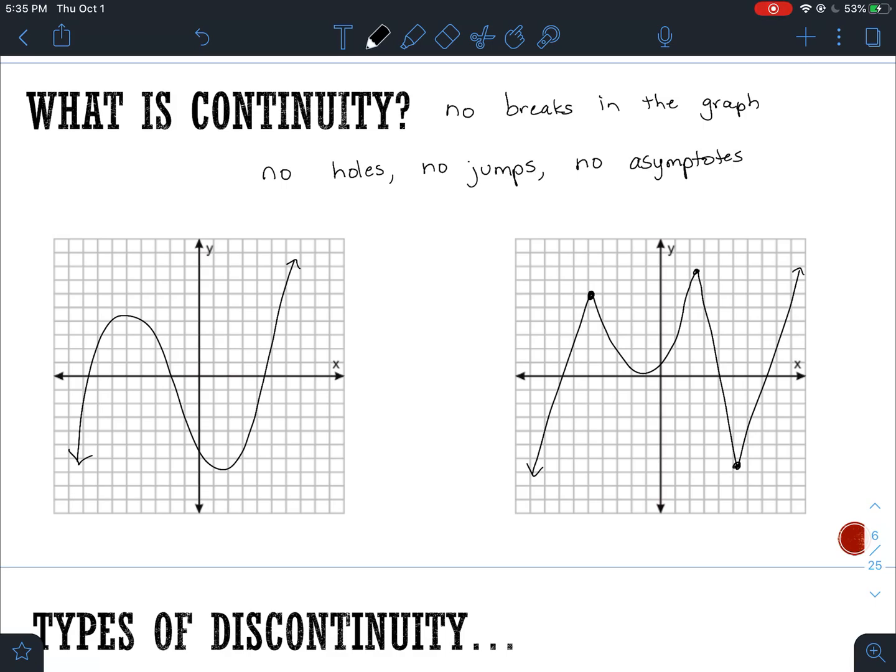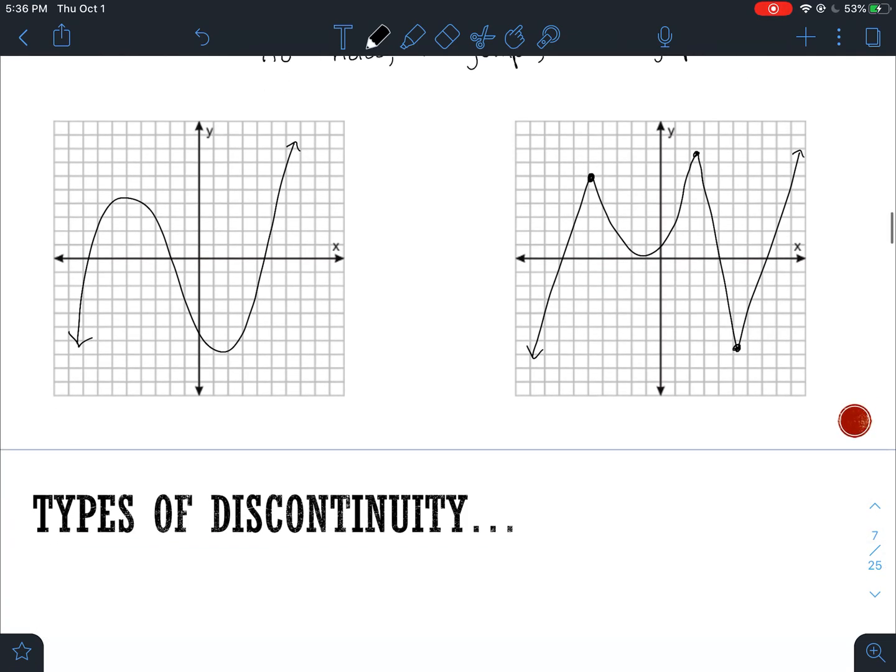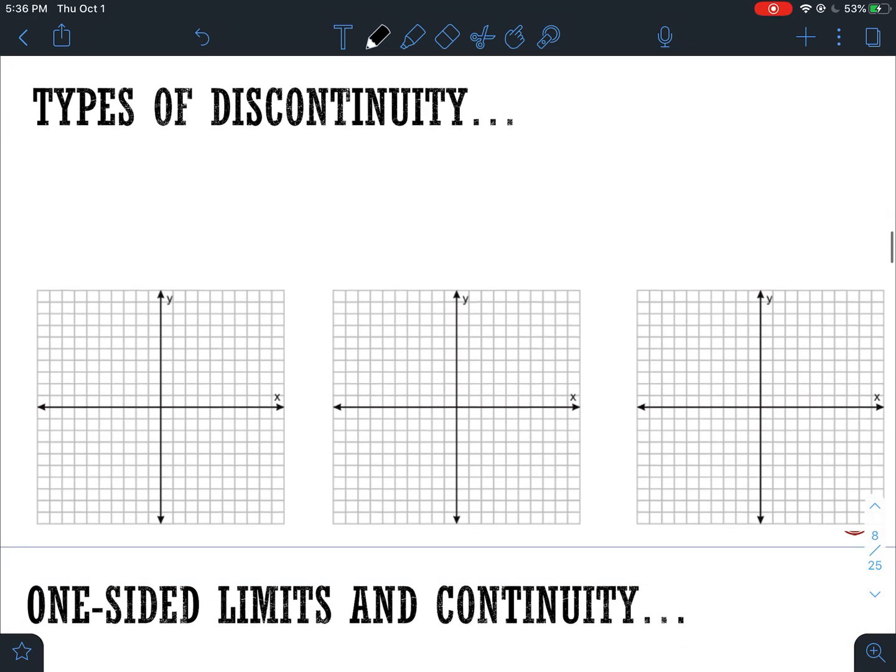We can also talk about a graph being continuous just over a given interval. So if you eliminate where it's discontinuous, you can also say that it's continuous on a certain interval. So let's talk about those different types of discontinuity. One type of discontinuity would be a hole.